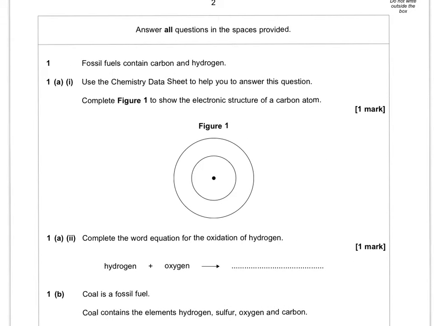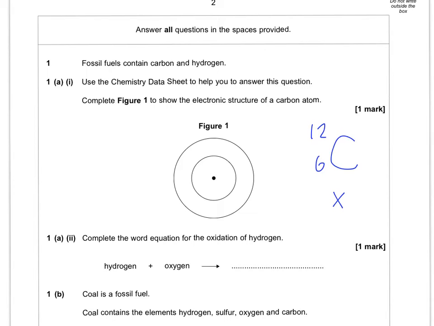Fossil fuels contain carbon and hydrogen. Use the chemistry data sheet to help you to answer this question. It says complete figure 1 to show the electronic structure of a carbon atom. You would need the data sheet for this, but I will just write it down. So carbon would look like this, and all we'd have to do is show the electronic structure. So that means we're going to be drawing electrons, and they've helpfully drawn two shells, which is what we're going to need.